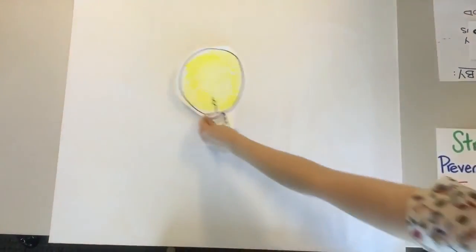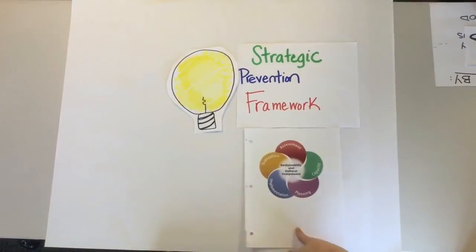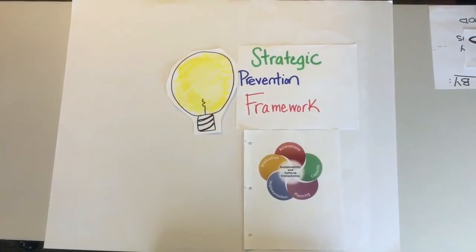Well, that's it. Voila! You have just learned all the steps of the Strategic Prevention Framework. Why on earth do adults make this sound so hard?